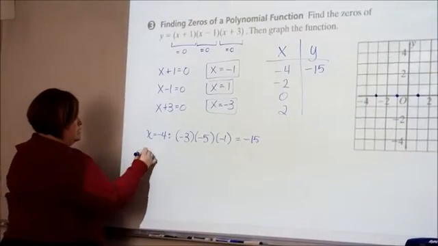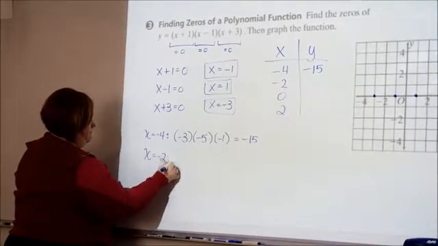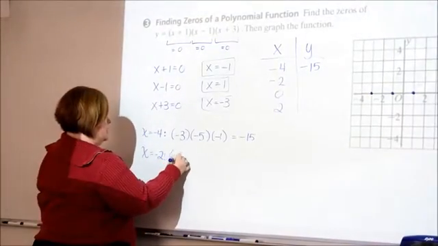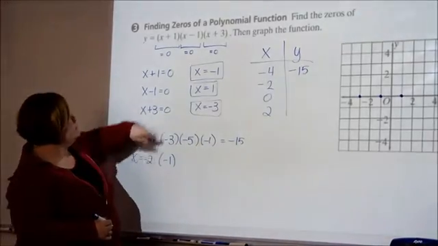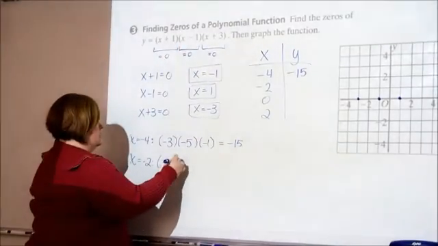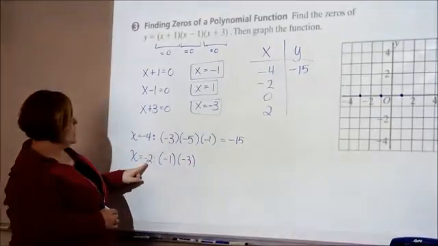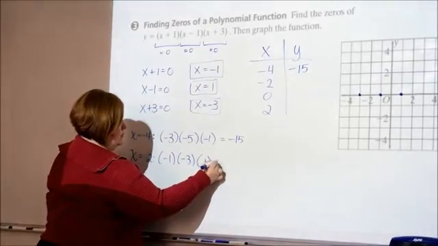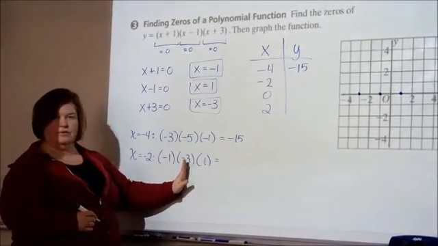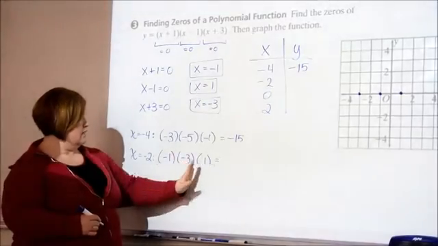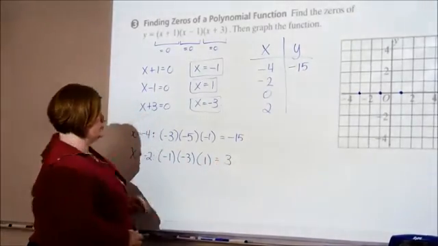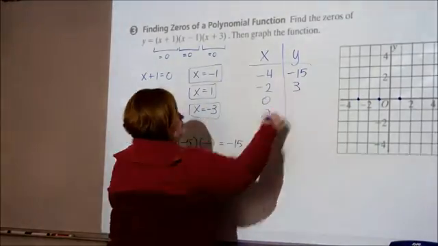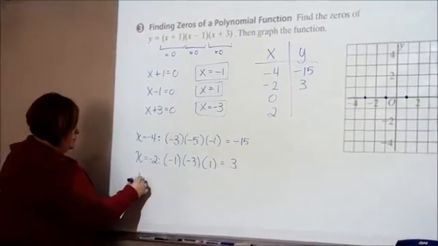Let's do the same thing with x equals -2. So if I do that, -2 plus 1 is -1. -2 minus 1 is -3. And -2 plus 3 is 1. So -1 times -3 is +3. Positive 3 times 1 is +3. I put in a -2. I got out 3.